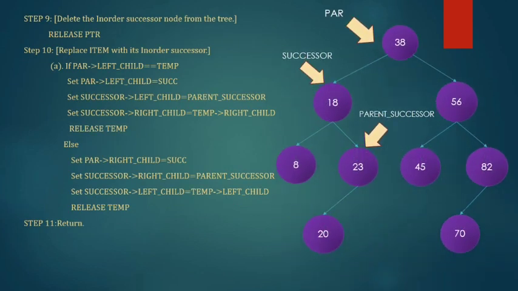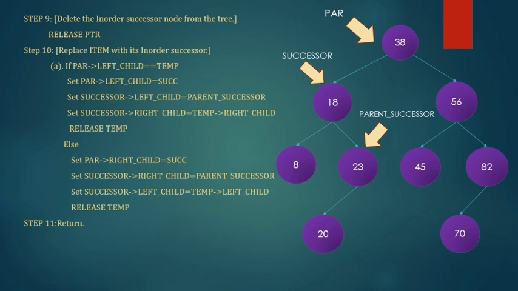Before making changes to the item's parent, that is 38, we will have to delete 18, that is, release ptr's memory back to the operating system. Then we set 38's left child as 18, that is successor, and then set 18's right child to 23, that is parent successor, along with its unchanged subtree, and then set 18's left child to item's left child, which was 8. Then we have to delete 14, and so we release temp.